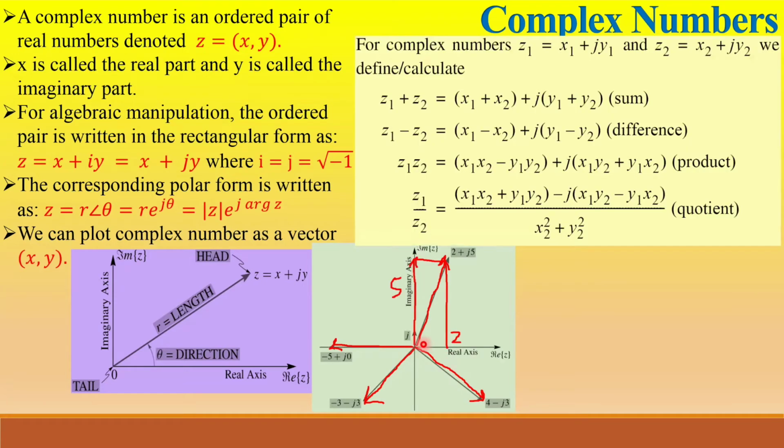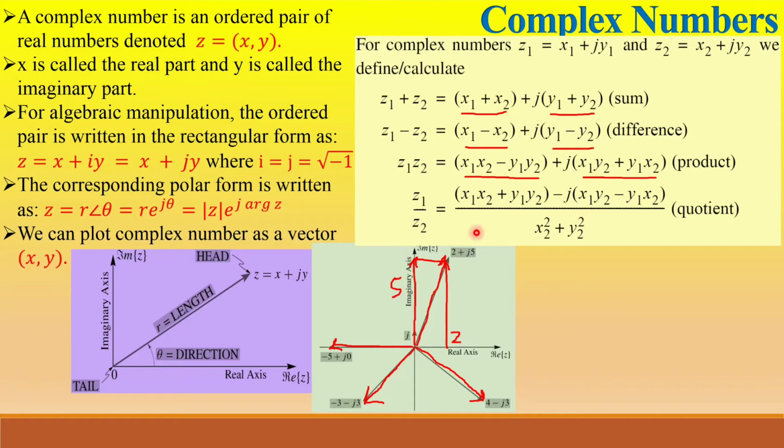For complex numbers z1 = x1 + jy1 and z2 = x2 + jy2, we define or calculate the sum as adding the real part of z1 with the real part of z2. Similarly, imaginary parts are added together. The same rules apply for the difference of z1 and z2. The product and quotient operations of z1 and z2 can be seen.